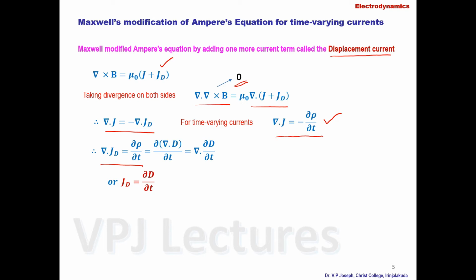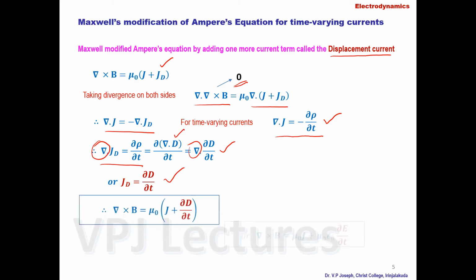Del dot JD is equal to dou rho by dou T, or it is equal to dou by dou T of del dot D. Now rho is equal to del dot D, that is Gauss flux theorem. So rho is substituted, or it is equal to del dot dou D by dou T. Or removing this del from both sides, we get JD is equal to dou D by dou T. So this is the equation of the displacement current that we have already derived in our previous lecture.